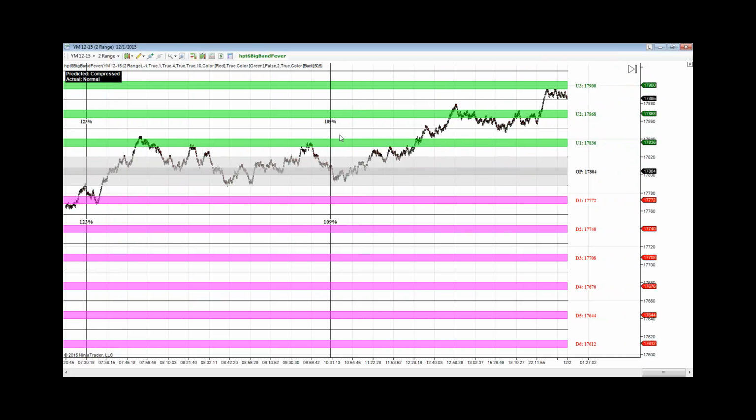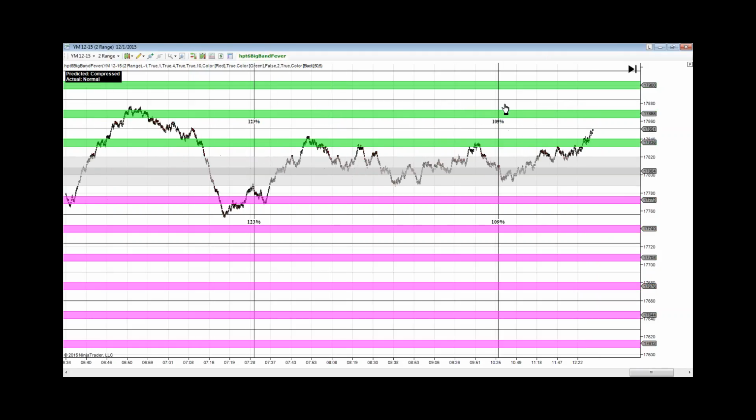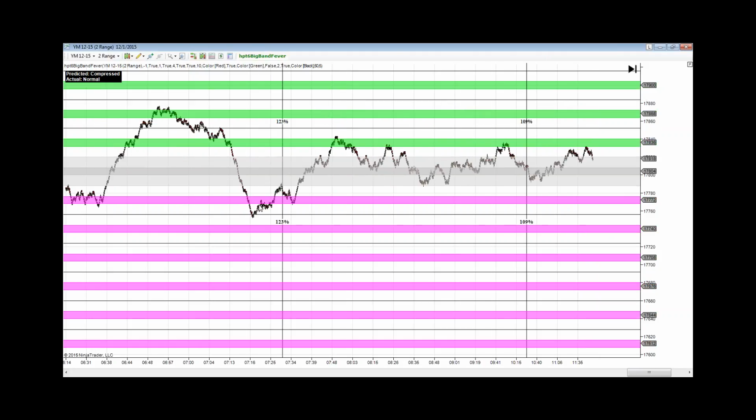But notice the important levels that we talked about, and you knew those in advance if we're trading normally, was this level right here and this second level down here.